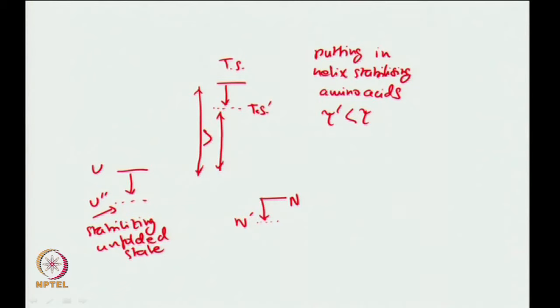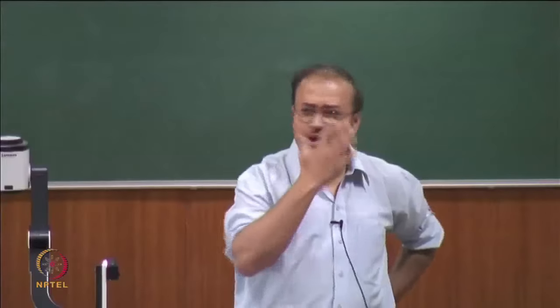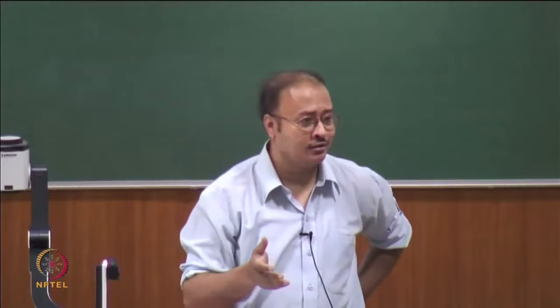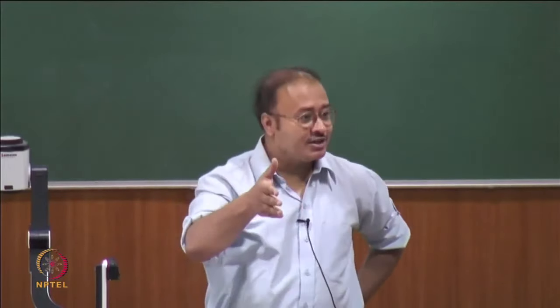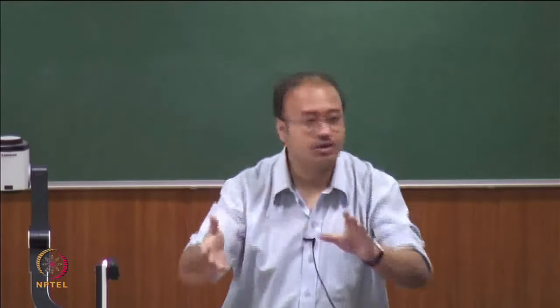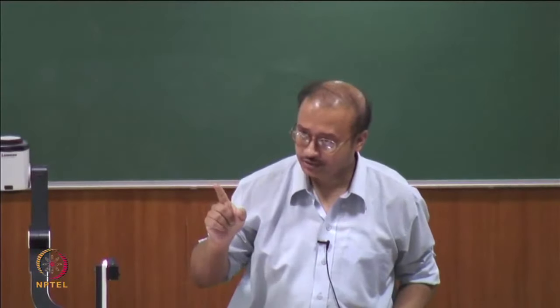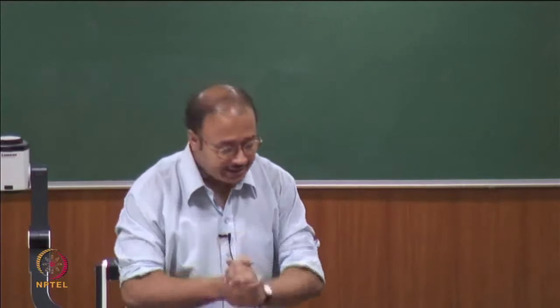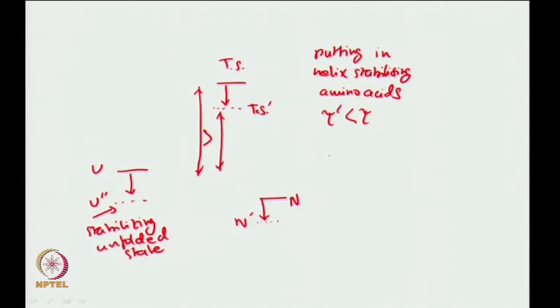Now tell me, qualitatively, what would happen to tau? Would it change or would it not change? Do not worry about the absolute value, just tell me. It would not change, right? Why? Because not only have you stabilized the transition state, you have also stabilized the unfolded state, and hence the energy barrier effectively remains the same, isn't it? So, I can say that tau prime would almost be equal to tau, and tau double prime would almost be equal to tau. It's clear or not? Good.